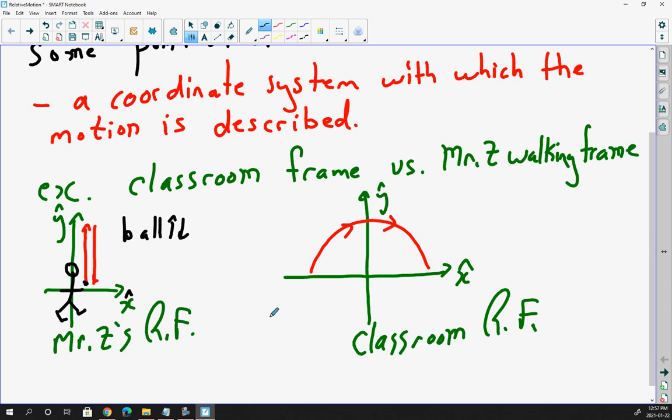Now you're in the classroom. Here you are. I'm walking. I throw the ball up and down. You see this because your reference frame has the x hat and y hat coordinate system still not moving with respect to the classroom. So you see the ball moving in a parabola. So this is where we've been at.